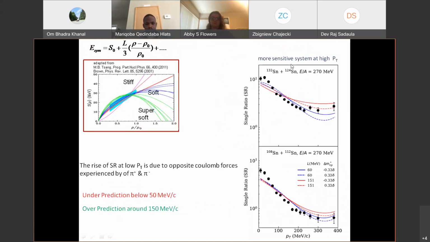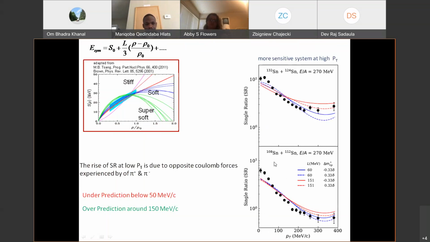Okay, now the yield is taken in the form of a ratio. So this is the single ratio. This is for the neutron-rich system, and this is for the neutron-deficient system. And these, you can see different plots of different color and different format, and that represents different combinations of L and effective mass. So you can see the single ratio has a rise at the low value of transverse momentum, and this rise is due to the opposite Coulomb force experienced by the pions of positive and negative charge.